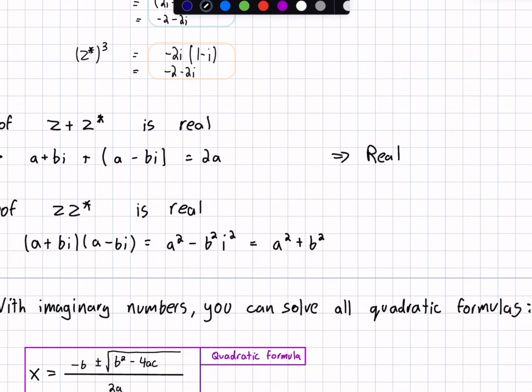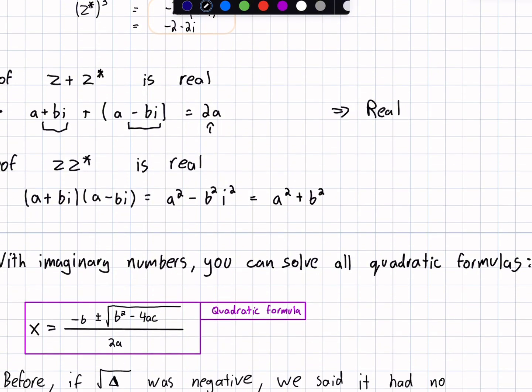Now, we have to prove that Z plus Z's conjugate is always real. This is very easy to prove, as you can see that the complex number Z's imaginary part and its conjugate's imaginary part will always cancel out, giving us the real part times 2.